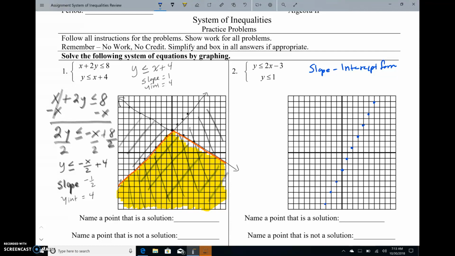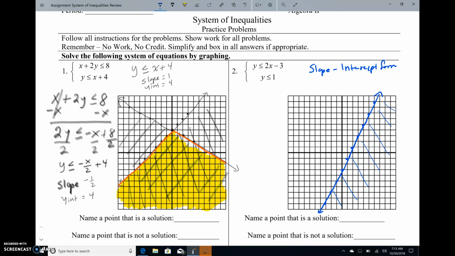And then I'm going to draw a solid line since it is equal. And you notice it says y is less than or equal to 2x minus 3. So that means I will have to shade below.